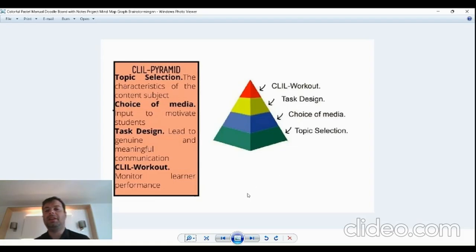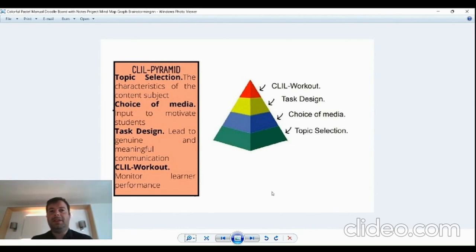Good afternoon. My name is Juan Montoya, and today I'm presenting task 2 of Didactics of Science. And today I'll be talking about content and language integrated learning, CLIL, and the subtopic, the CLIL pyramid.